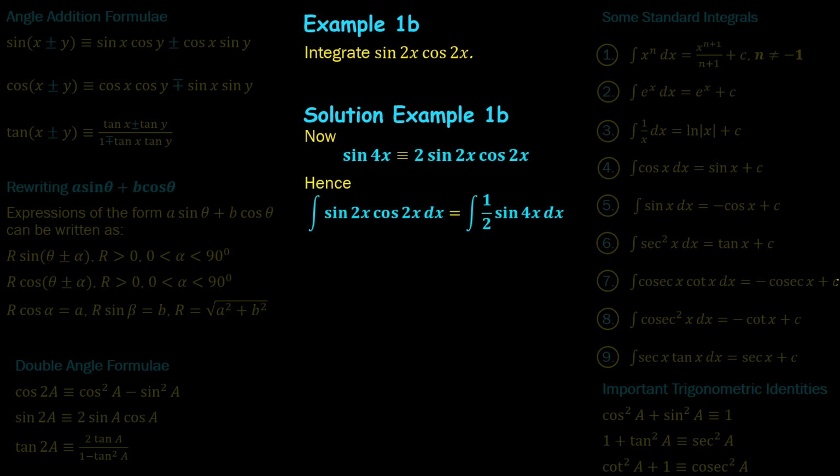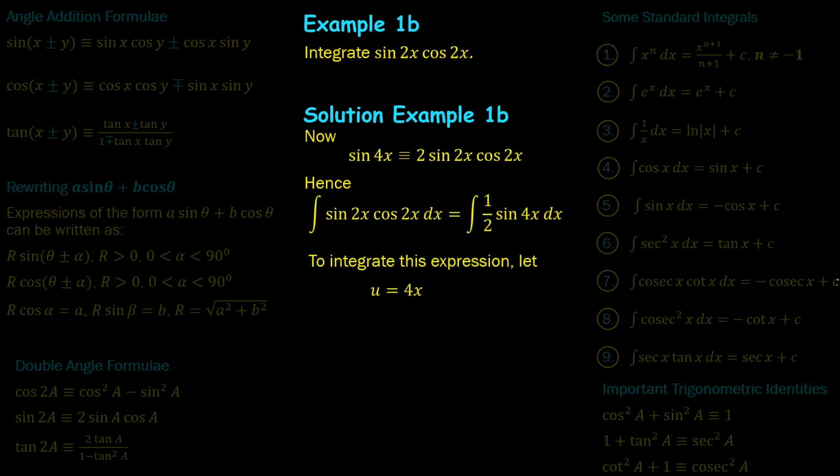And so we can convert the integral of sin 2x cos 2x dx to the integral of half sin 4x dx, as shown here. Now, to integrate this expression, we're going to let u equal 4x. And this is going to help us to integrate sin 4x. And of course, u equal to 4x implies that du/dx equals 4.